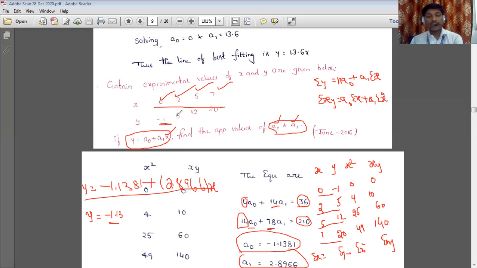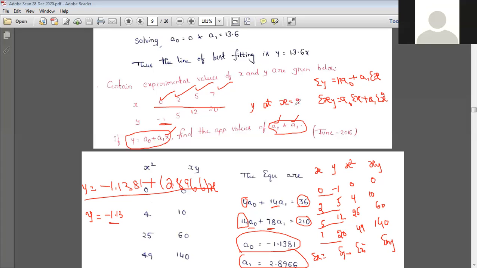Okay. And in some cases, for this type of problem, after getting this, they mention to find the value of y at x is equal to 9. So like this they may ask in some cases. In that case you can write, in place of x you can substitute the value of 9, and you will get it. Okay. So this is the way we need to solve problems on straight line.